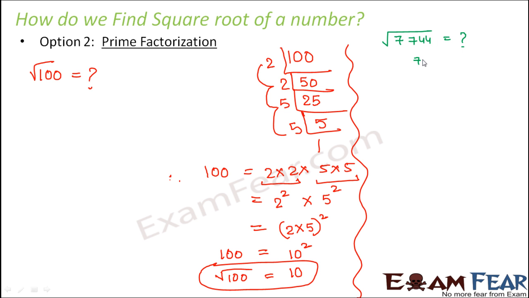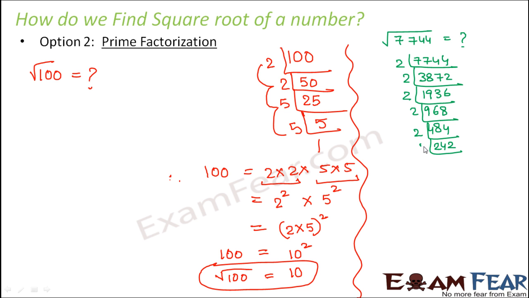7744. Let's prime factorize 7744. It will get divided by 2. 2 into 3872 gives 7744. Then again 2 1s are 2, 2 9s are 18, 2 3s are 6, 2 6s are 12. Then again 2 9s are 18, 2 6s are 12, 2 8s are 16. Then again 2 2s are 4, 2 8s are 16, 2 4s are 8. Again 2 2s are 4, 2 4s are 8, 2 2s are 4. 2 1s are 2, 2 2s are 4, 2 1s are 2.